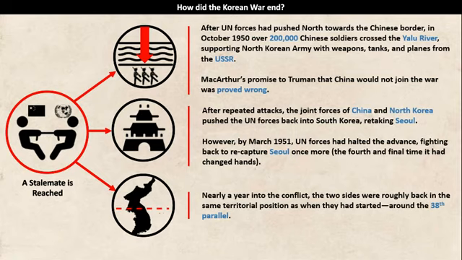So, nearly a year into this conflict, the two sides were roughly back in the same territorial position as they had been when they started. This was around the 38th parallel, which is that red dotted line you can see in this picture, and it was the line that divided North and South Korea before the war began.